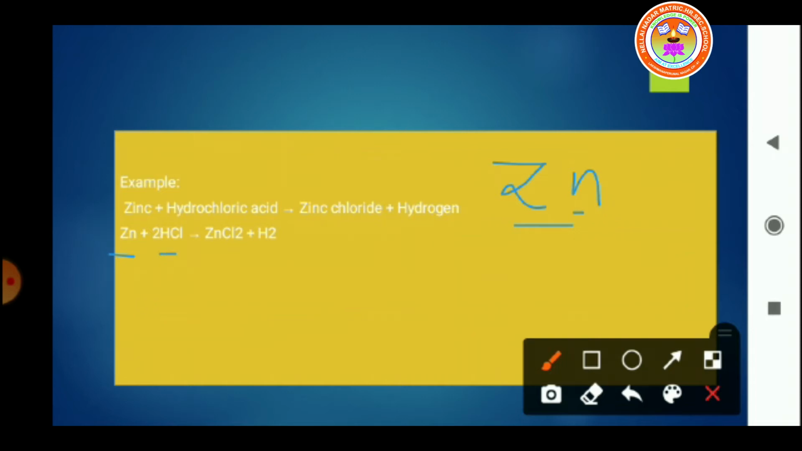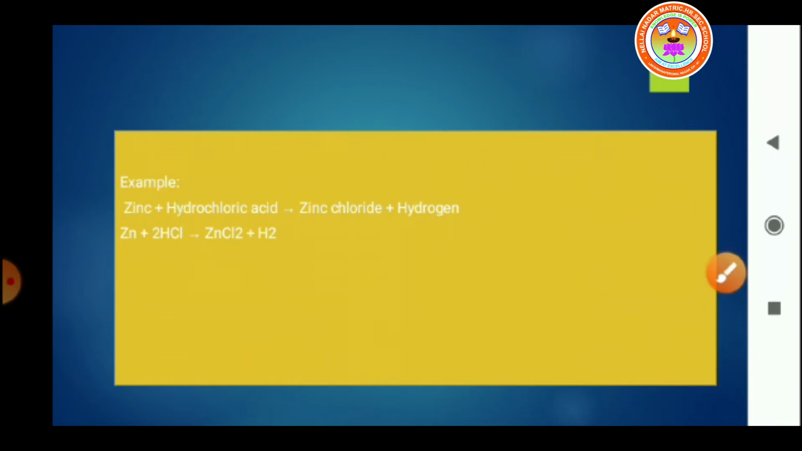What is the formula for hydrochloric acid? HCl, to form zinc chloride. That is the formula for zinc chloride, ZnCl2, plus H2. That is hydrogen in the form of gas liberated. You should indicate that the gas is liberated. Now clear this? Why do we put an upward arrow? That is because hydrogen is liberated in the form of gas.